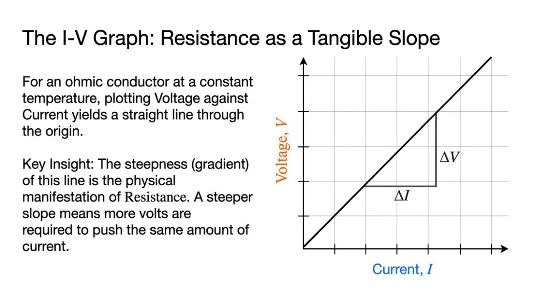When we plot voltage against current for a conductor that follows Ohm's law, we get a straight line that starts at 0. The key point here is that the steepness of this line corresponds to resistance. If the slope is steeper, that means it takes more voltage to push the same amount of current through the conductor. So, the slope directly reflects how much the conductor resists the flow of electric current.